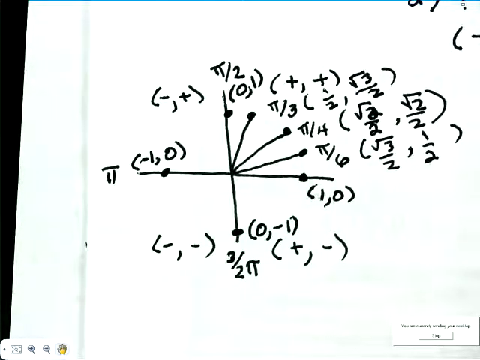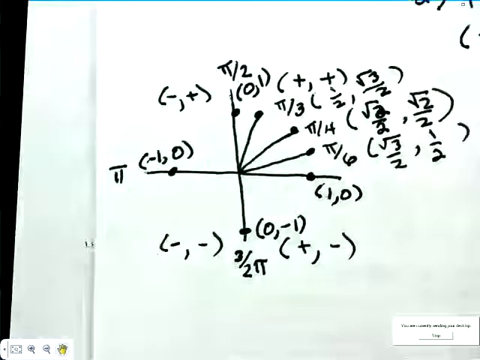Numbers 9 through 16 are just find the coordinates of the point and the exact values of the trig functions of t whenever possible. We're not even going to write a lot of these down. I just want to show you how to use the unit circle. Number 10 says find the ordered pair corresponding to negative pi.